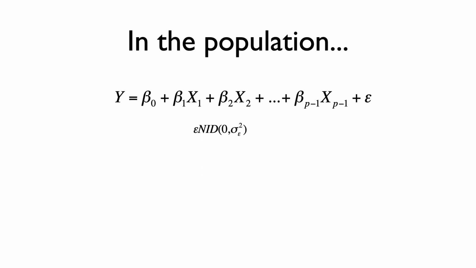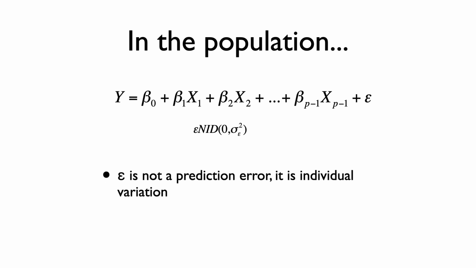Oh, by the way, epsilon, that's the errors are normally distributed, independent, with a mean of 0 and a variance of sigma squared sub epsilon, just like you always expected. Remember, in this case, this is saying, again, the world works like this. It's not a prediction error. I might have just said it was prediction error. It's actually not a prediction error. They're individual differences.